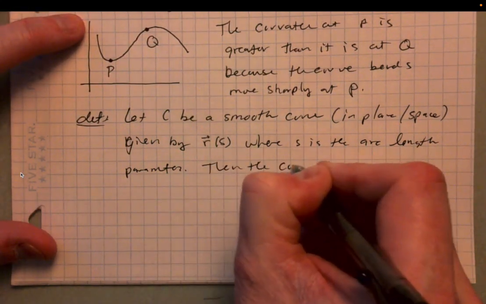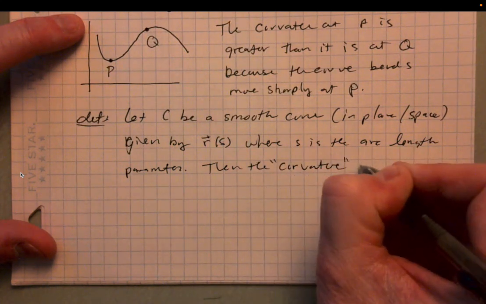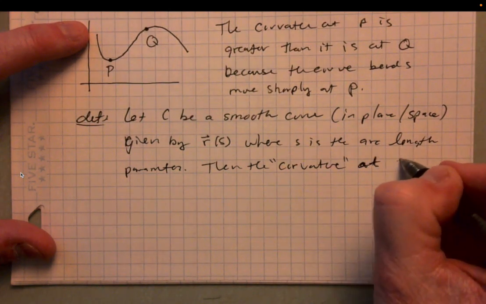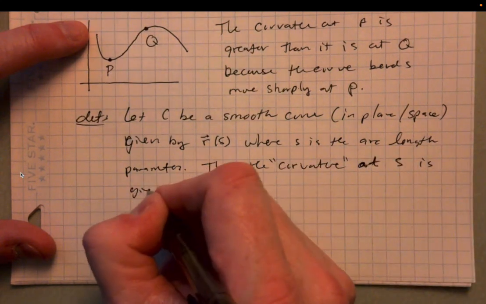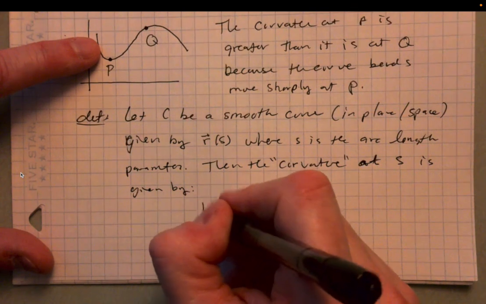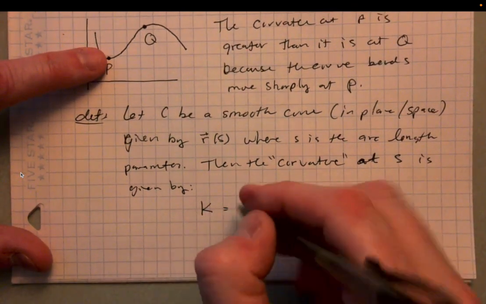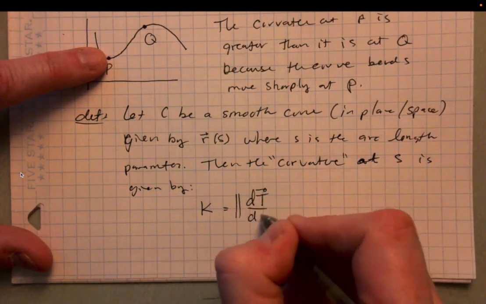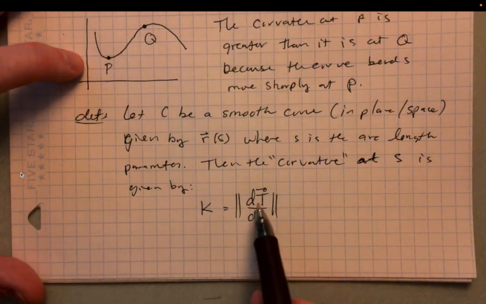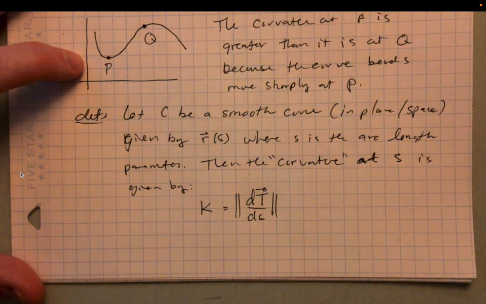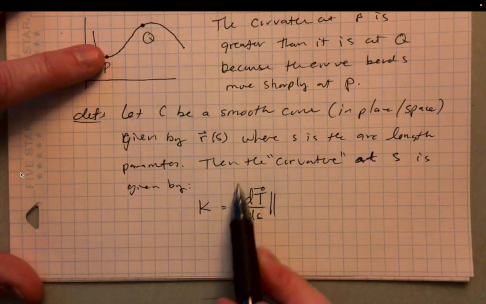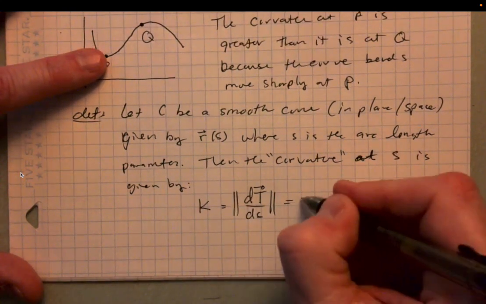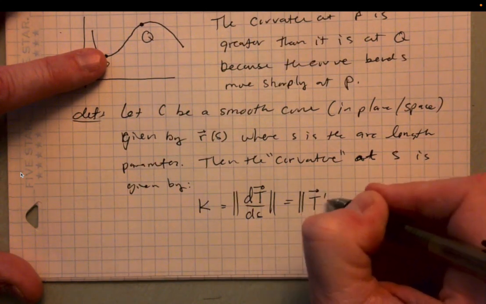Then the curvature at s, how do we calculate it? It's denoted with a kappa, and it's equal to the norm of dT/ds. Now what is this T? Remember, this is the unit tangent vector. So the curvature is the norm of the derivative of the unit tangent vector. Another way to write it is the norm of T prime of s.